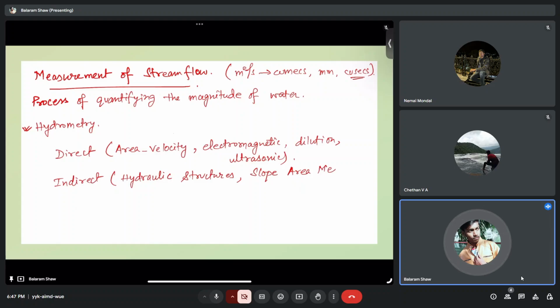We have studied all this in the three lectures in this week. So we'll go through it. We'll not go very detailed into the methods, but I'll just go through them so that you can get the idea of what all you have studied. So these direct methods and indirect methods are commonly used.